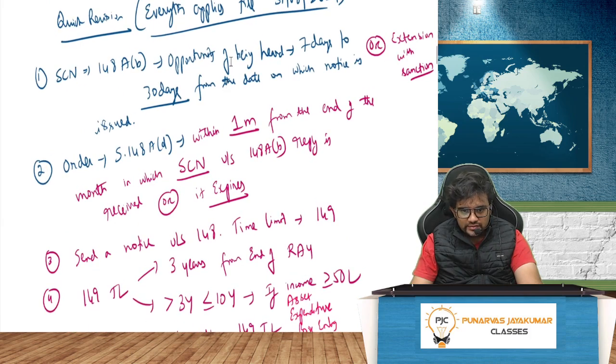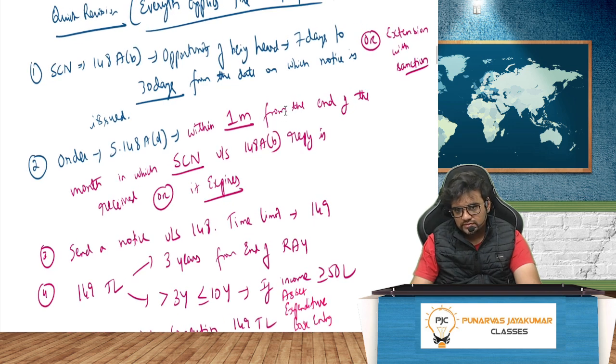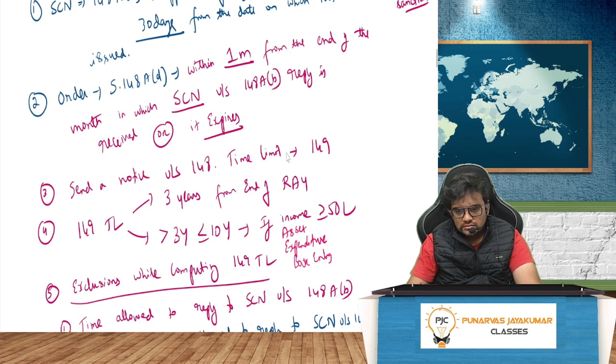Remember 148AB. Notice, opportunity of being heard: 7 days to 30 days from the date on which the notice is issued, or extension with sanction. Remember 148AB. And 148AD within 1 month from the end of the month in which the reply to the show cause notice under section 148AB is received or it expires. And mind you, this 148AB, 148AD will not be required for search cases. Yes or no? Directly I can give a 148 notice. For search, 1 and 2 not applicable.